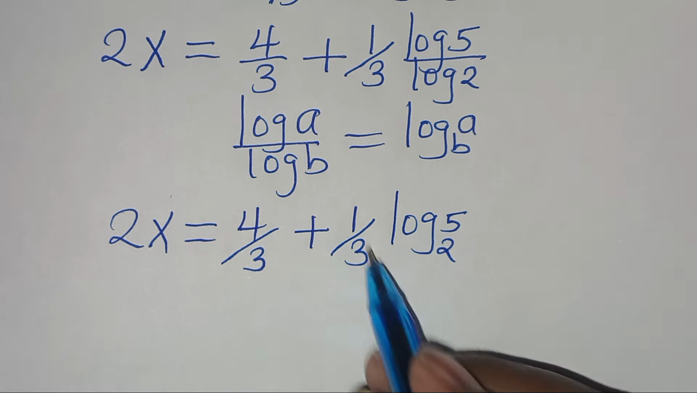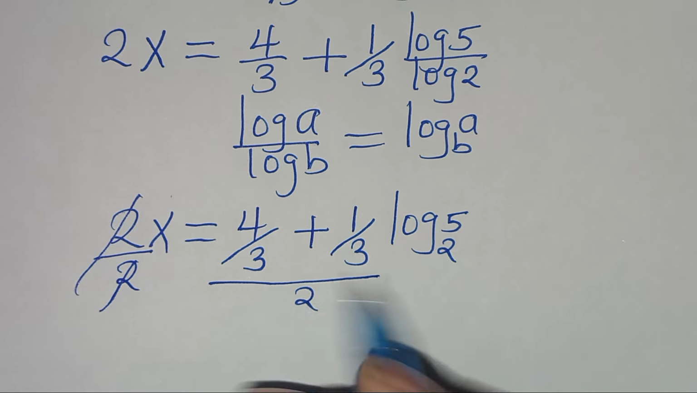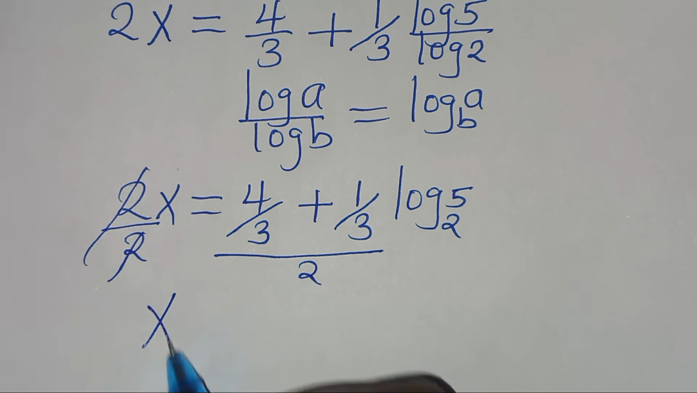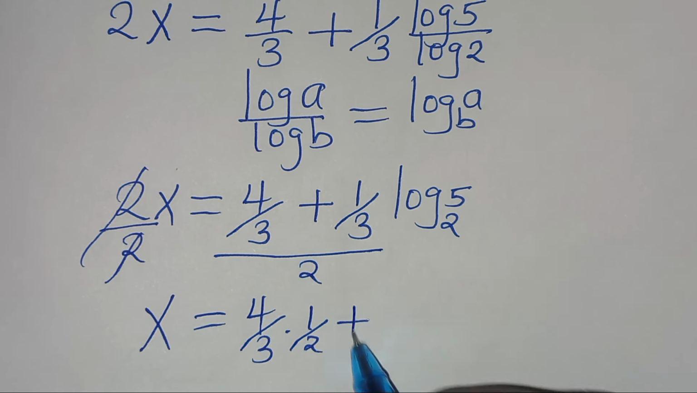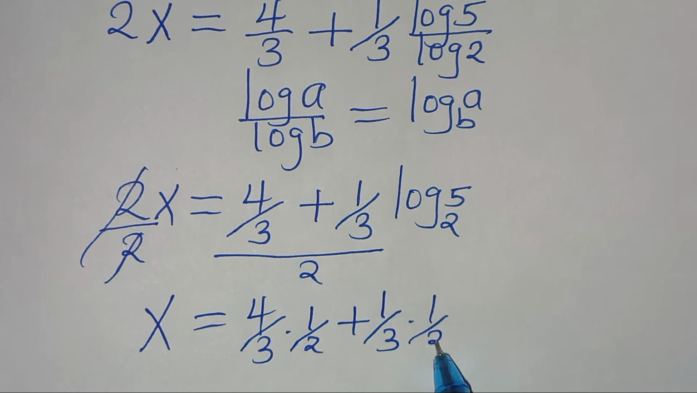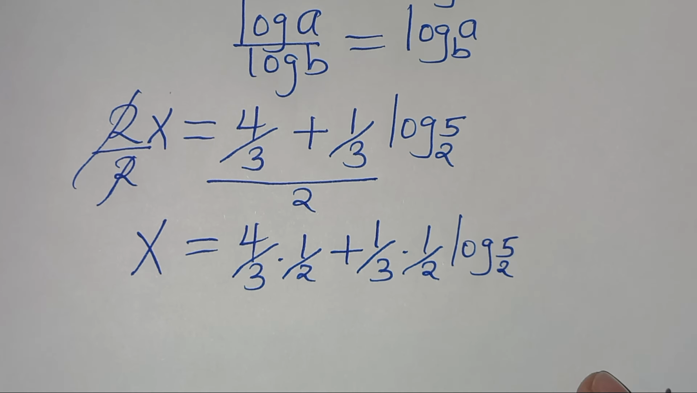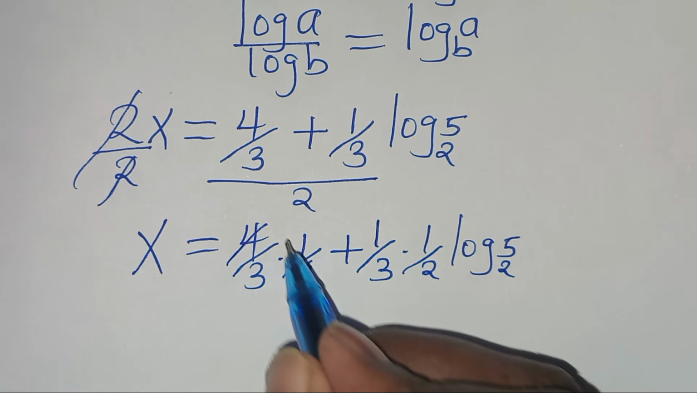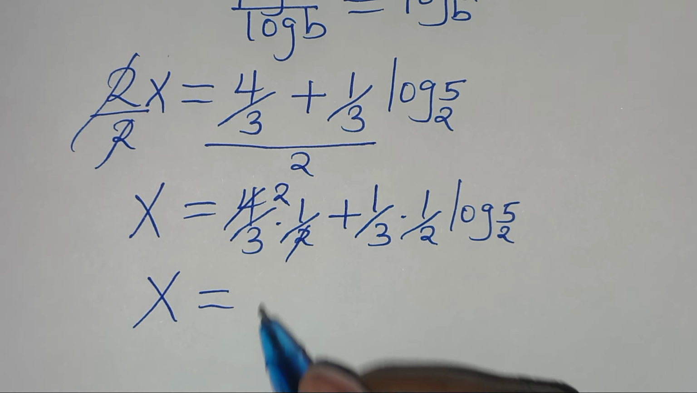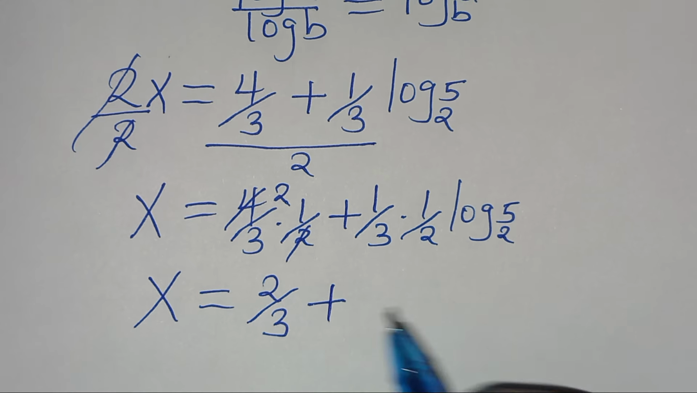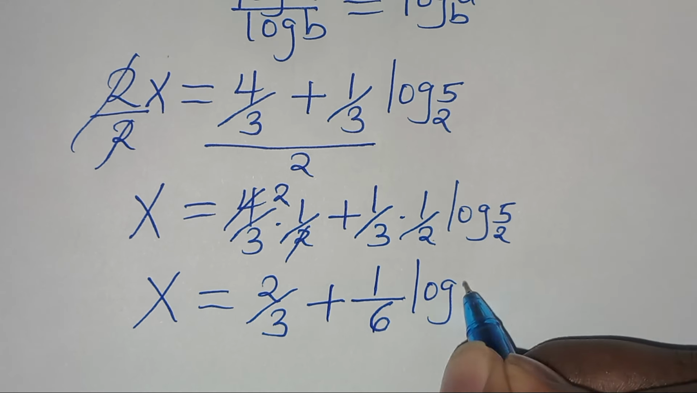Now, the next step from here, let's divide both sides by 2, so that now here we have x equal to 4 over 3 times half, then plus 1 over 3 times half. This is log 5 to base 2. Now, let's simplify here. 4 divided by 2 is actually equal to 2. And here we have x equal to 2 over 3 plus 1 over 3 times 2, this is 6. Now here we have log 5 to base 2.